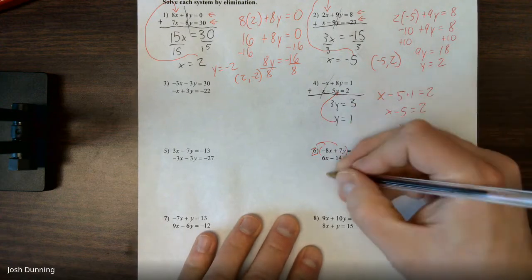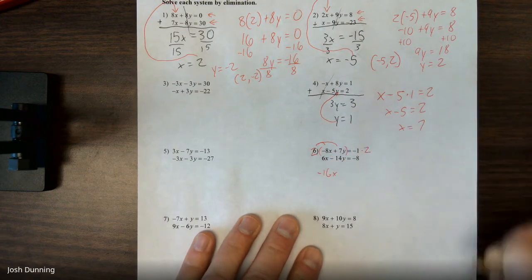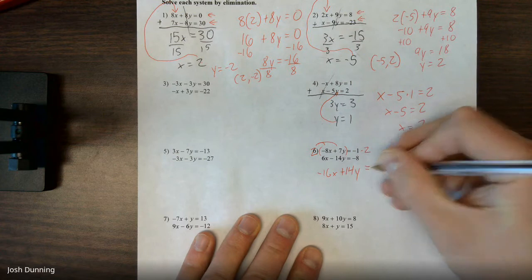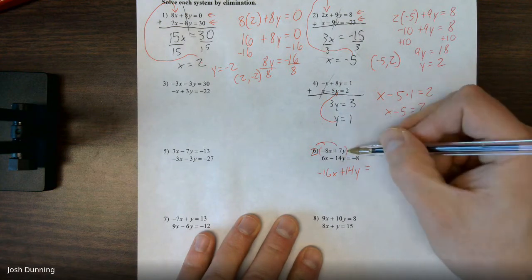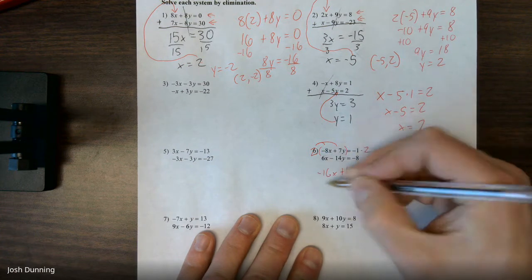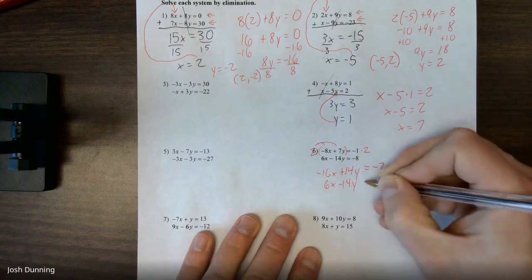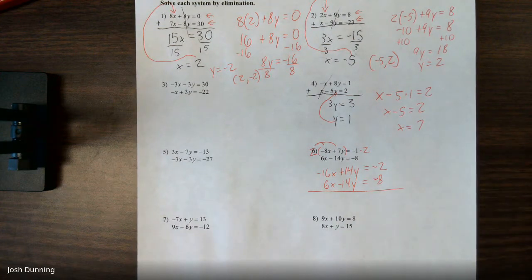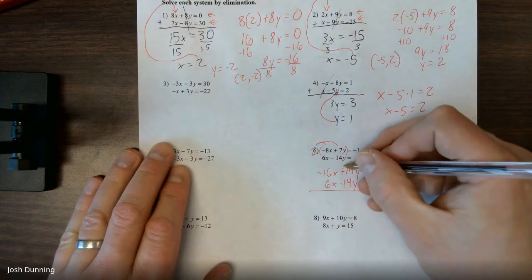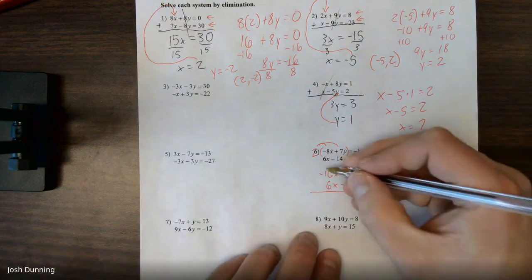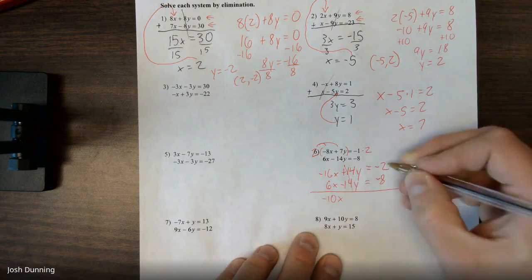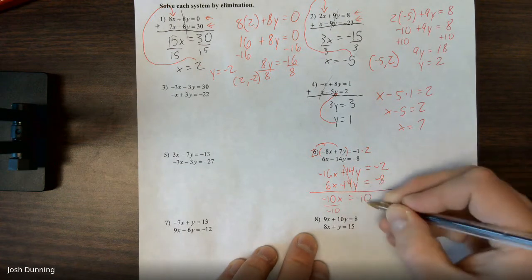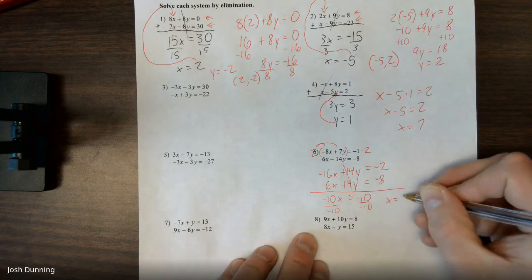But we got to distribute. 2 times negative 8, negative 16x. 2 times 7, positive 14y, just like I wanted. Whatever we do to one side, we got to do to the other. Bring down that other equation. Now it looks just like the ones we've already done. The positive 14 and the negative 14 cancel right out. Negative 16 plus 6 is negative 10. Negative 8 plus negative 2 is also negative 10. Divide. Negative divided by a negative, positive 1.